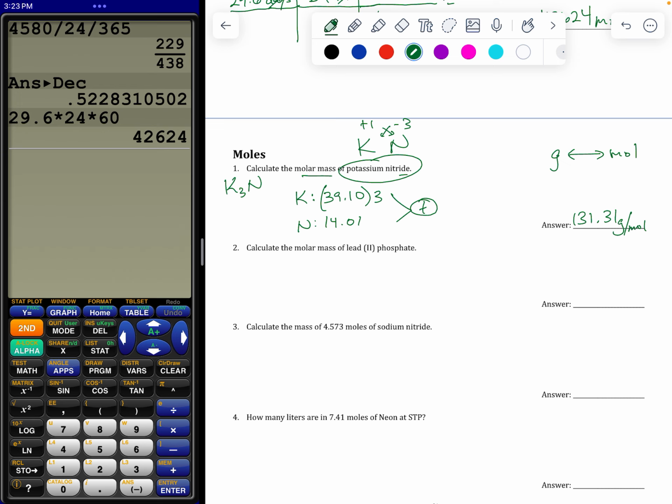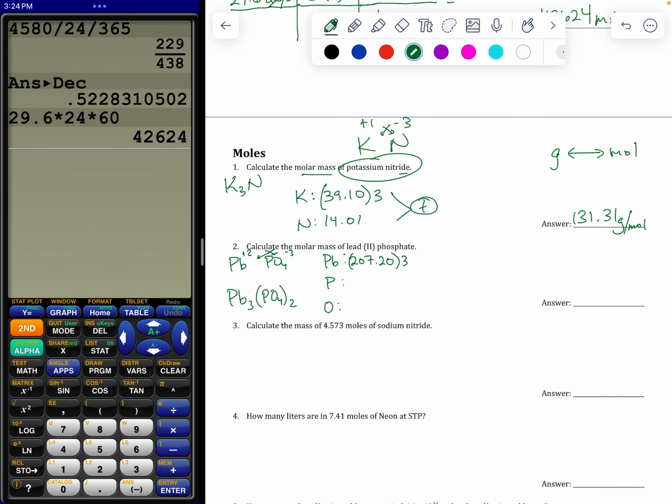So let's calculate the molar mass of lead 2 phosphate here. Lead 2 tells me that's a charge of +2, and phosphate is a -3, so you're going to crisscross those values, and you get Pb3, and because I need more than 1, I'd have parentheses there. So here's the list of all of the elements that are a part of this. You have to add the masses or contribute those masses individually. Lead has a mass of 207.20. There are 3 of them, so I multiply that by 3.